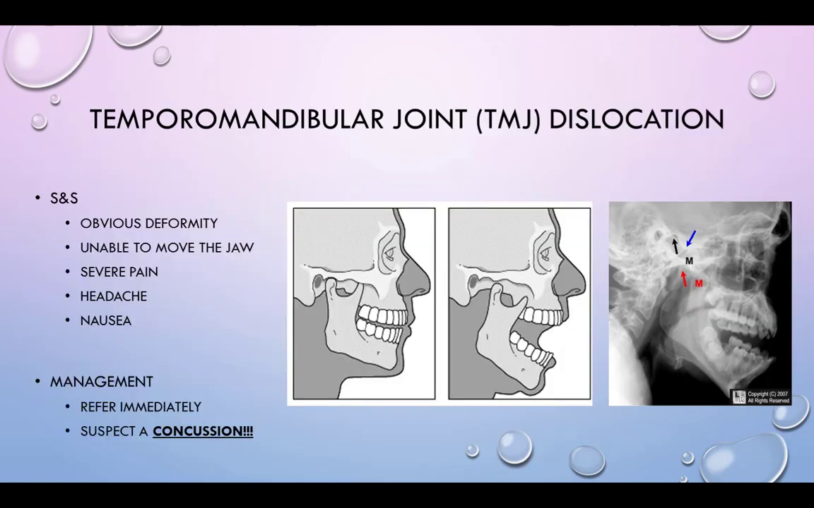Common signs and symptoms of temporomandibular or TMJ dislocation include obvious deformity where the mouth may even be stuck open, such as in the picture on the slide and in the x-ray, inability to move the jaw, severe pain, headache, and possibly nausea. When managing a TMJ dislocation, it is very important to refer the patient immediately and to suspect a concussion.